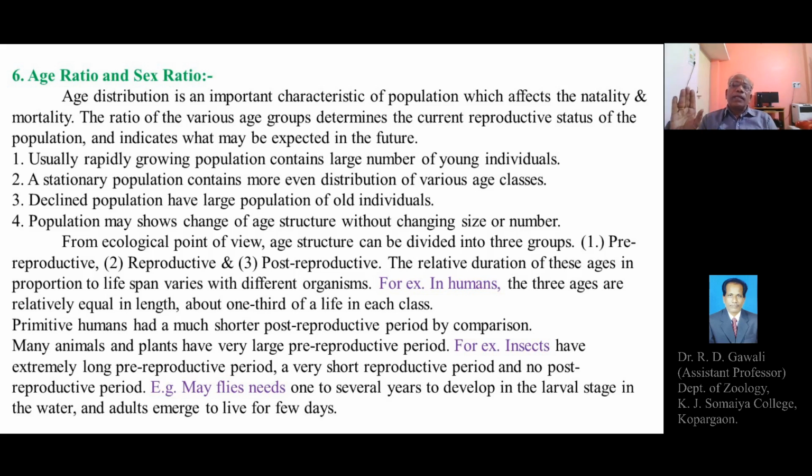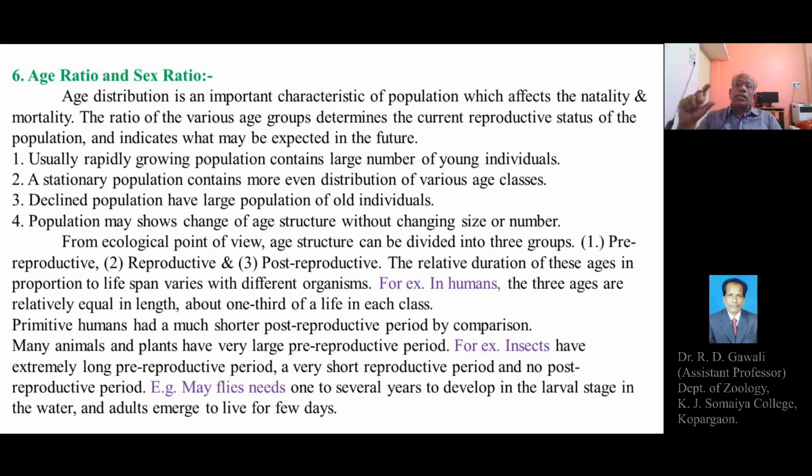So most insect species die after their breeding activities. Most adult males and females usually die, meaning they are without a post-reproductive period. Immediately after completing reproduction or breeding activities, the adult dies.